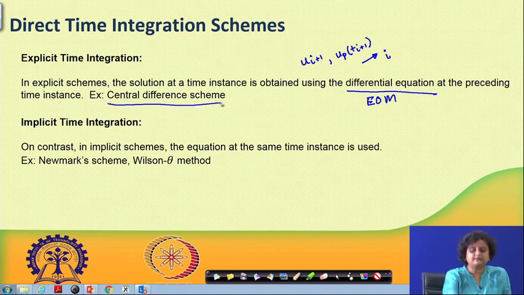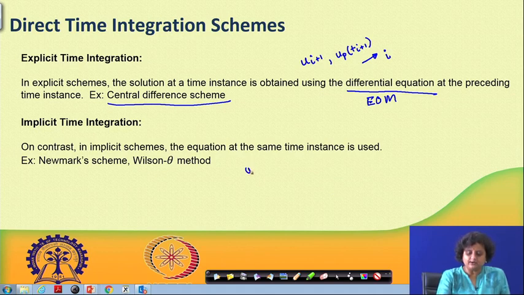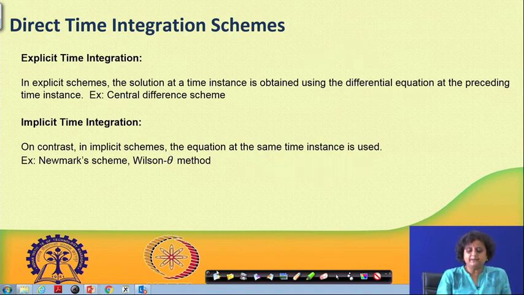The central difference scheme is a classical example of an explicit time integration scheme. There are implicit time integration schemes which, in contrast to the explicit schemes, in order to solve for one time instant t i plus 1, solve the equation of motion also at t i plus 1. Let me clarify this a bit later.